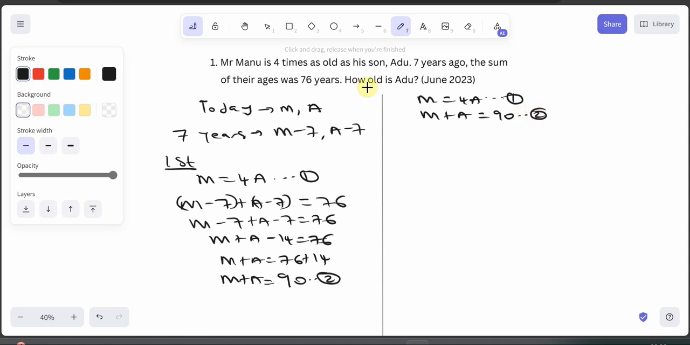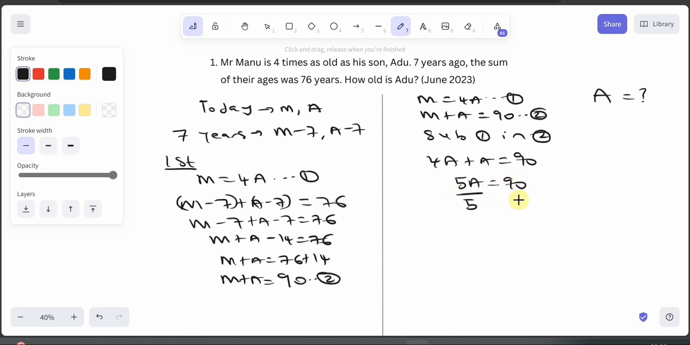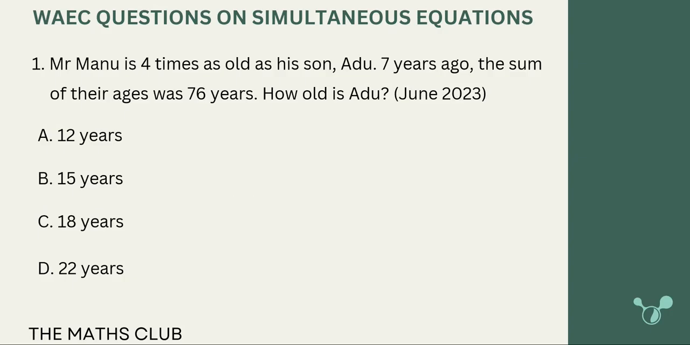The question is that we should find the age of Adu. So A is what we're trying to find. We know M is equal to 4A. I can substitute equation 1 in equation 2, right? So this would be 4A plus A is equal to 90. And 4A plus A is 5A is equal to 90. If I divide both sides by 5, my A will stand alone. So A is equal to 18 years. So that means that Adu is actually 18 years old. Let's see if we're correct. So that would be option C.